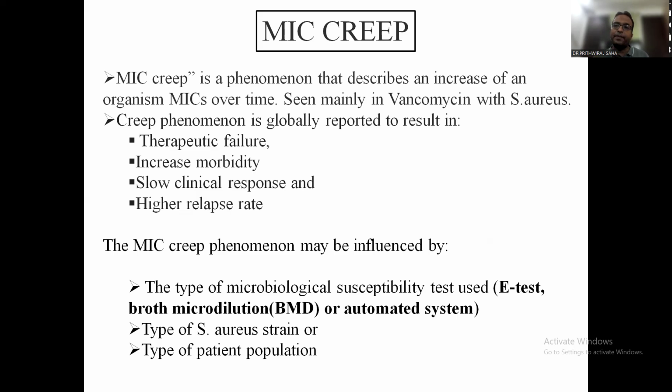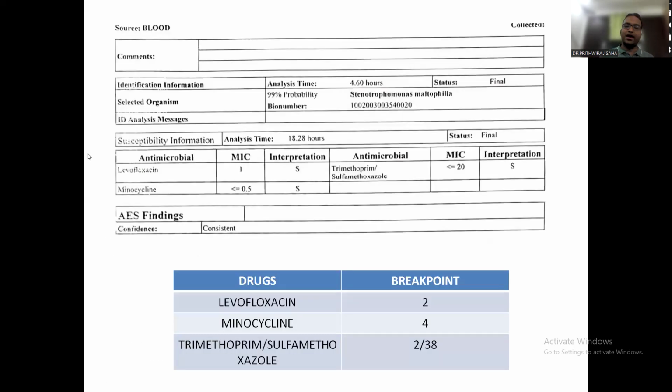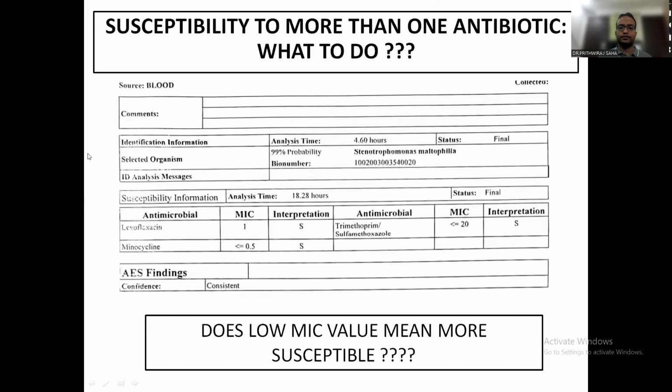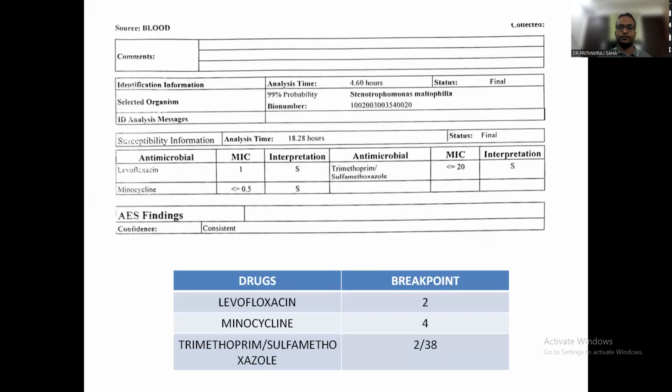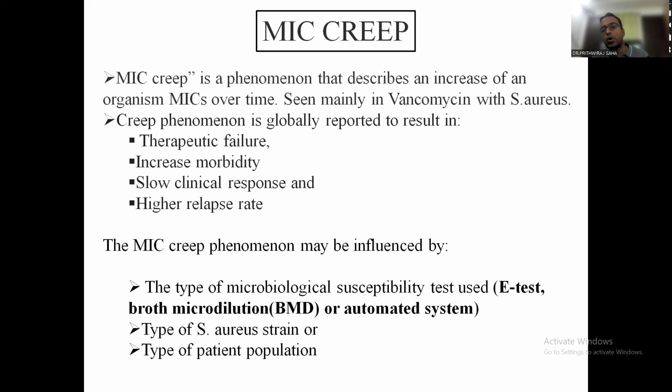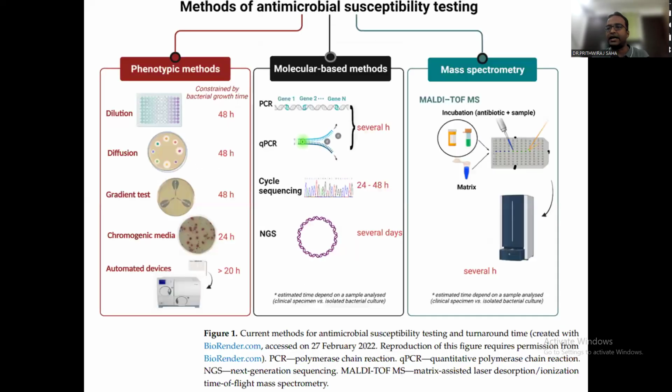So there will be a therapeutic failure, a clinical cure failure, a slower clinical response, and ultimately a higher relapse rate. So we have to know that MIC creep is the subsequent increase of the organism's MIC over time with the use of the drug, resulting in therapeutic failure, increased morbidity, lower clinical response, and higher relapse rate.